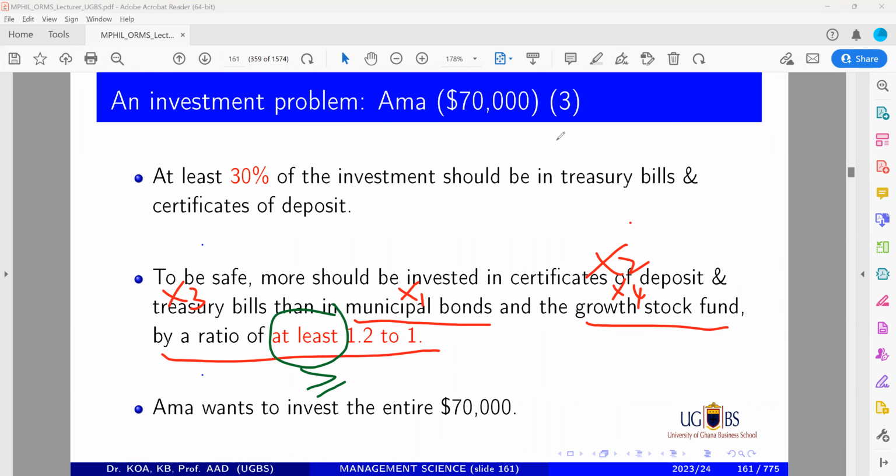What else do you think about? What else do you have to think about here? What else should you think about here? The ratios. The word ratio. Ratio means what here? What does it mean?